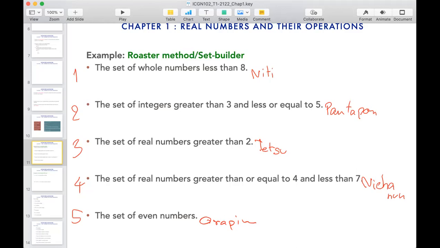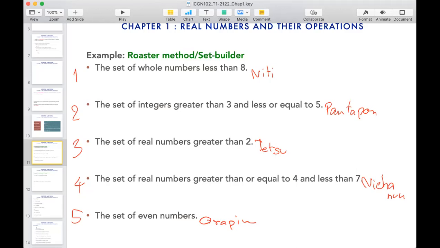For example number 4, the set of real numbers that is greater than or equal to 4 and less than 7. This one is difficult too, because you can't list out all the possible members of the real numbers. So you also have to use a notation similar to this one as well.